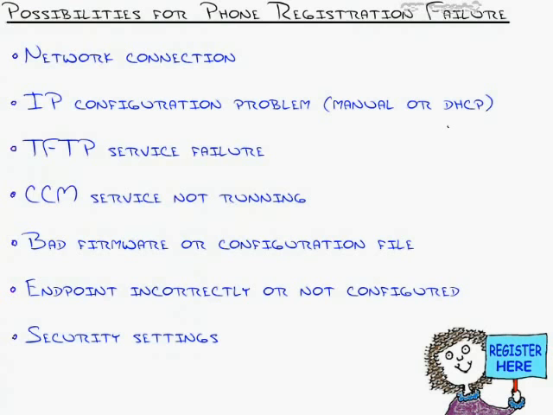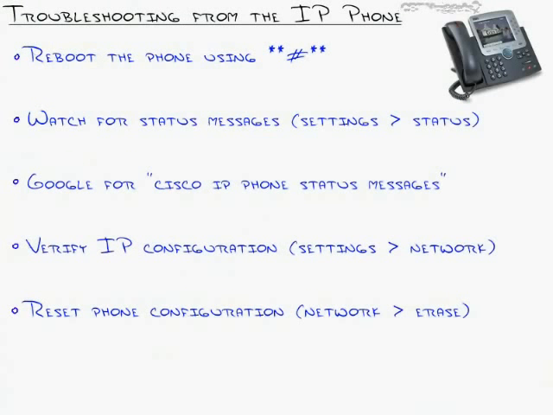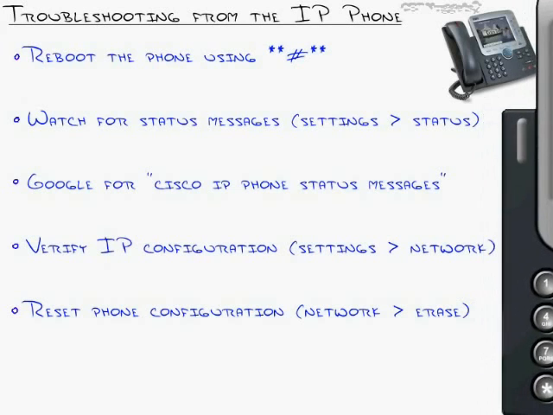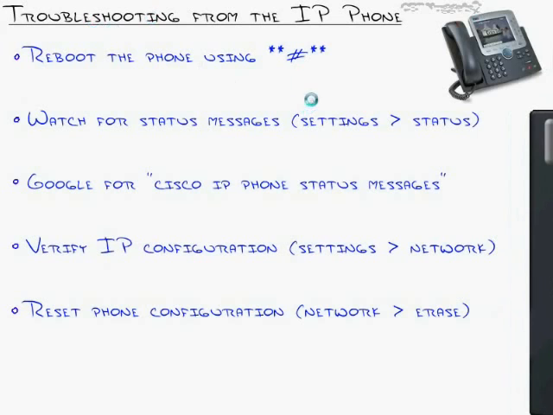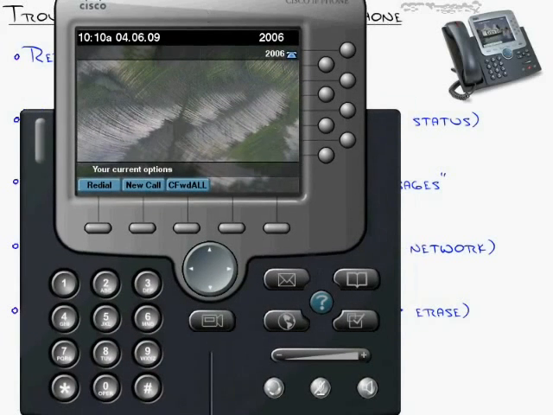Let's now visit the specific troubleshooting steps you can take from the phone or from the Call Manager themselves to resolve some of these issues. First and foremost, these phones are little mini computers, and sometimes they just freeze. It's not very often. The firmware is very good, but sometimes they just go a little haywire on you. So it's always best to reboot the phone using ******. It's kind of a little hidden trick, I suppose.